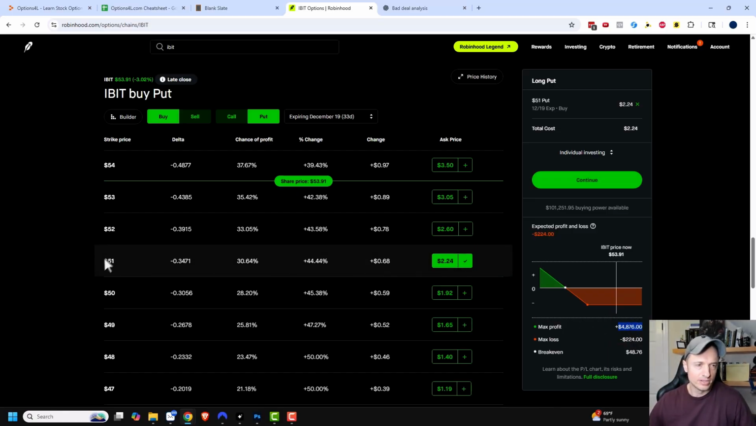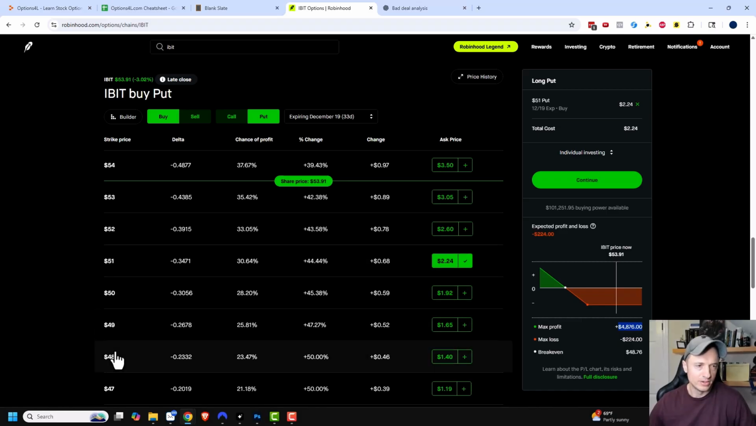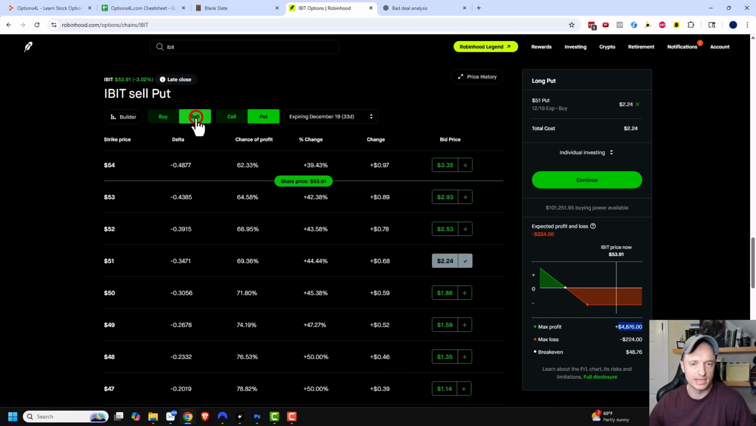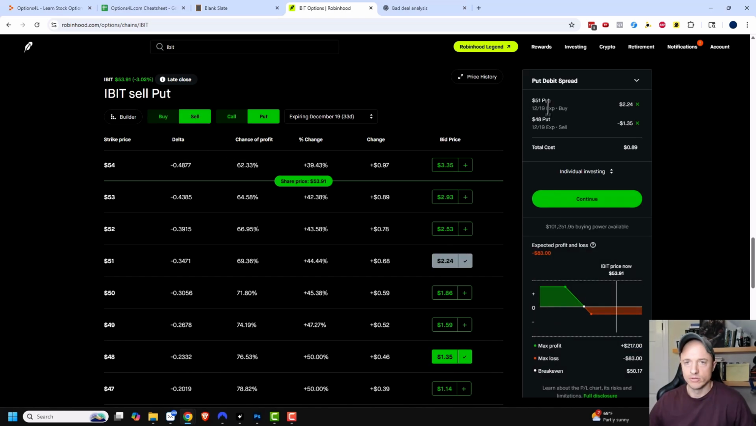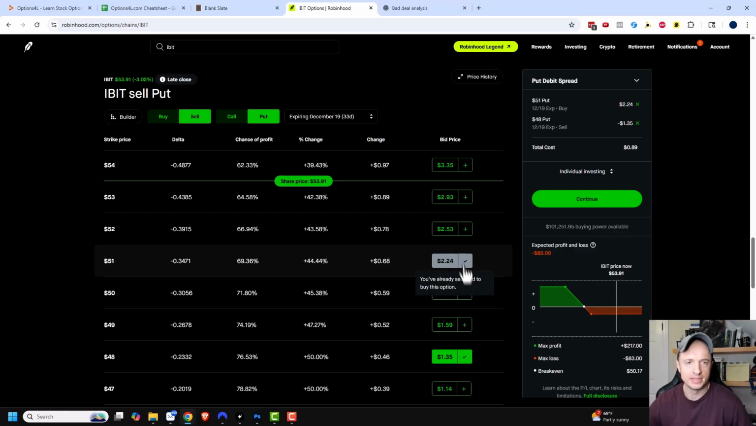So let's go ahead, we'll do 51, and we'll just do the 48, so a $3 spread. In this case, we're shorting the put option, so I need to go to sell. So we'll go with the 48, and we'll add that to our order. So we're buying the 51 put, we're selling the 48 put. Our total cost is $89. We can see our max profit is $217, max loss is $83, and our break even is $50.17. And so that's how you go ahead and set up a bear put debit spread.